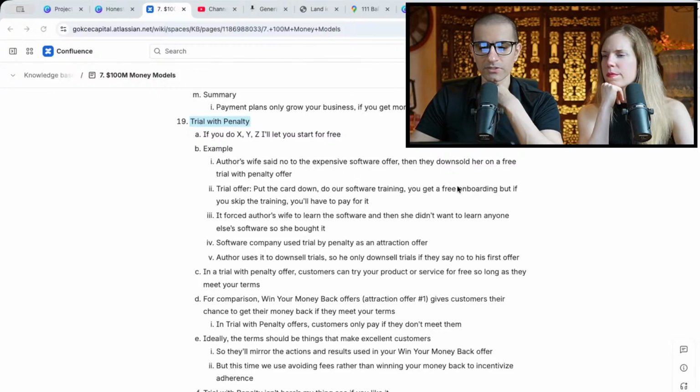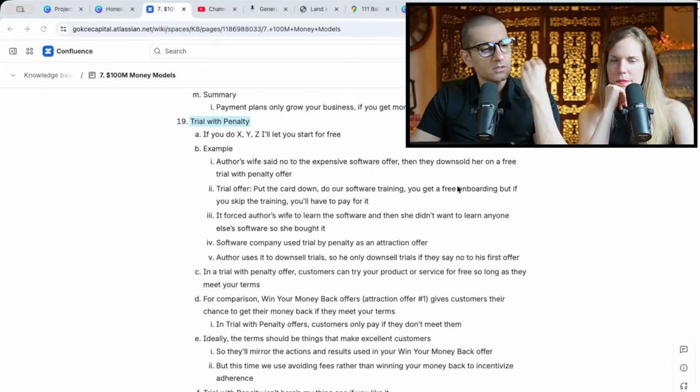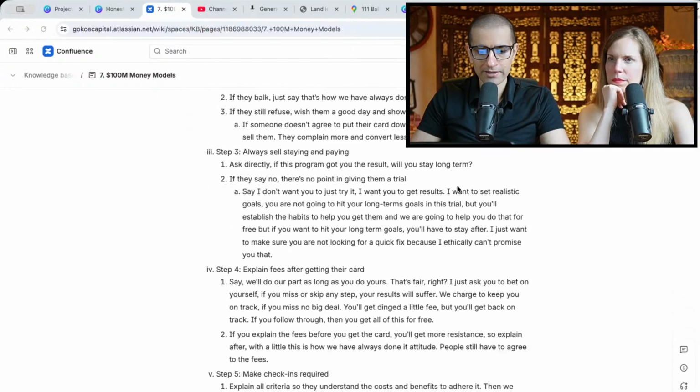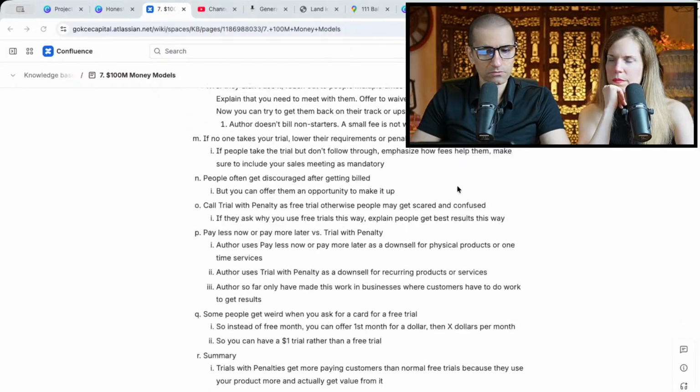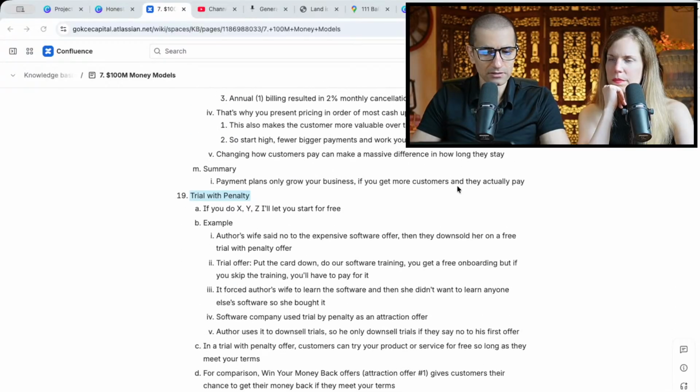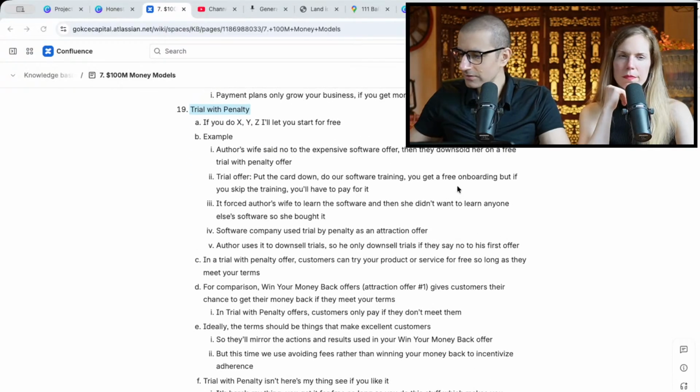Payment plans only grow your business if you get more customers than those who don't actually pay. Okay, I mean, most of them pay, so that's not a problem. All right, I think that's it. We covered payment plan downsells. So next, we're going to cover trial with penalty. All right, so you want to do the CTA?